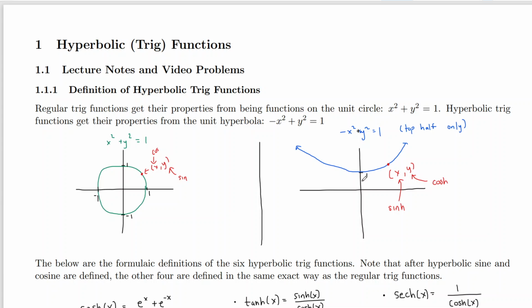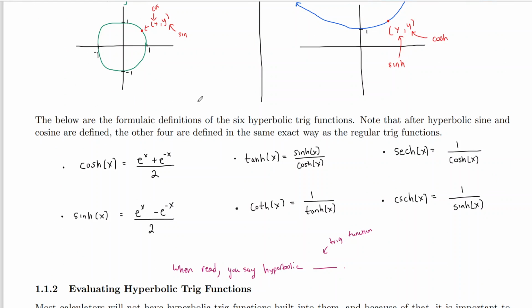Now, what's interesting is that because the hyperbola doesn't go around in a circle, it doesn't repeat itself, hyperbolic functions are very different in how they work. But the cool thing is that, like I said at the beginning, a lot of their properties, a lot of their formulas, a lot of their rules are so similar to the way regular trig functions work that they're really just given this name for convenience.